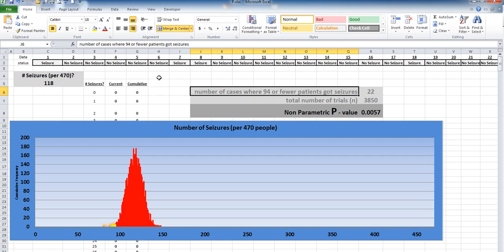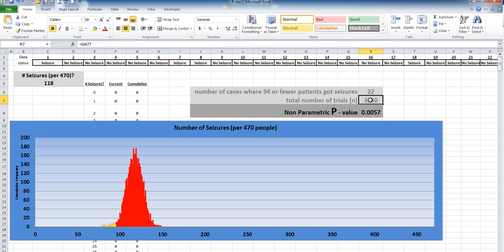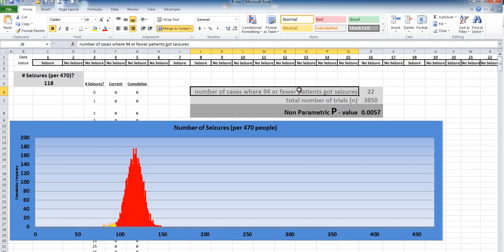I'm keeping track, just like I did before, of the number of cases where 94 or fewer patients got seizures. And then the total number of trials would be the number of 470 item samples we're taking. And then here's just a simple ratio of what we're dividing. We're dividing this number into this number to get this number. But what I want to focus on right now is, why am I doing 94 or fewer?